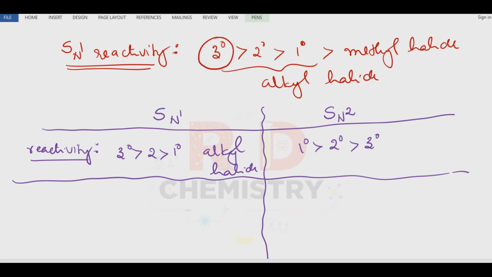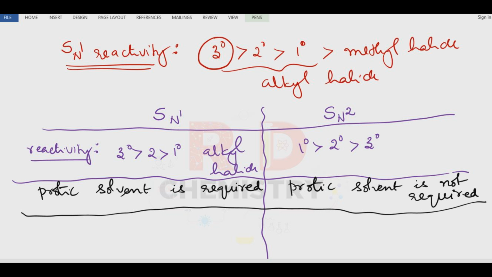For the SN1 mechanism, the reactivity of alkyl halides is tertiary greater than secondary greater than primary alkyl halide. Whereas for the SN2 mechanism, primary alkyl halide is highly reactive, then secondary, then tertiary. In the case of the SN1 mechanism, a protic solvent is required for solvation, whereas in the case of the SN2 mechanism, a protic solvent is not required. Okay.